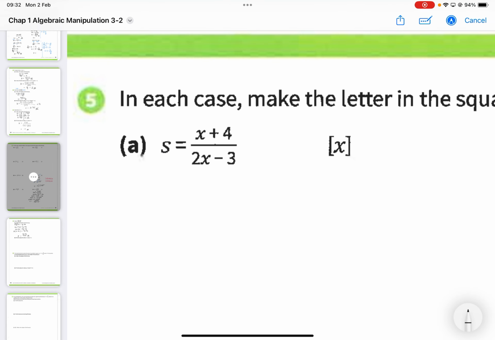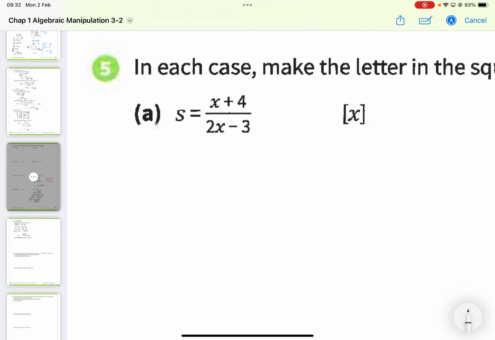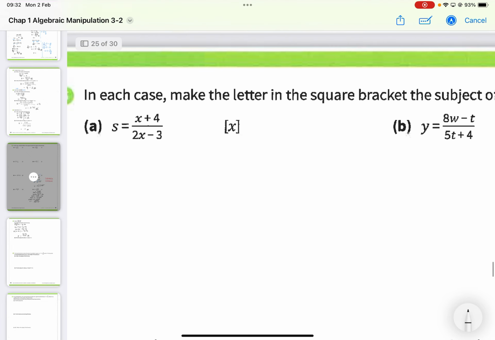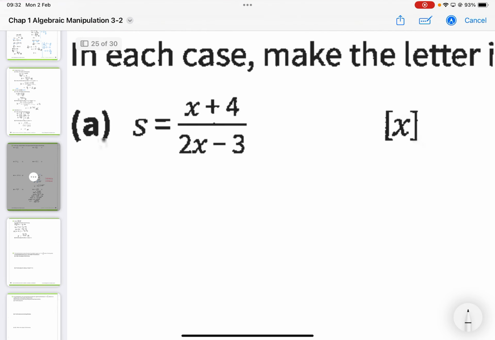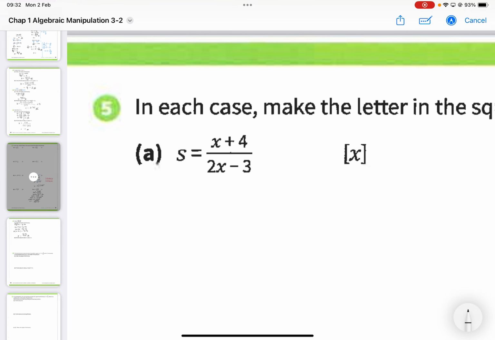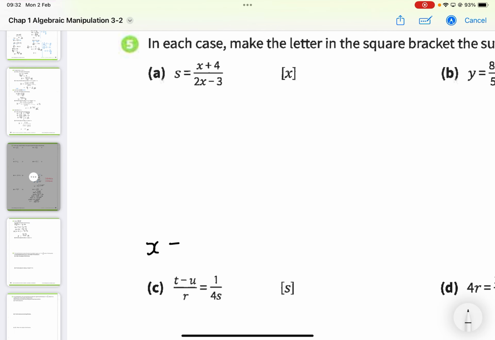Okay, then we have YouTube live, we have the video, so make sure those who don't understand see a few more times. Okay, the question asks us to make the letter in the square bracket the subject. So now, when I look at this one, S is the subject because S is by itself. So now they want X to be the subject, means you know the endpoint. The endpoint is X on one side.